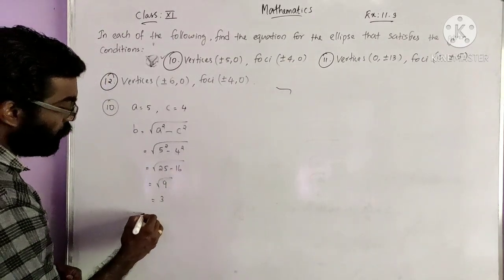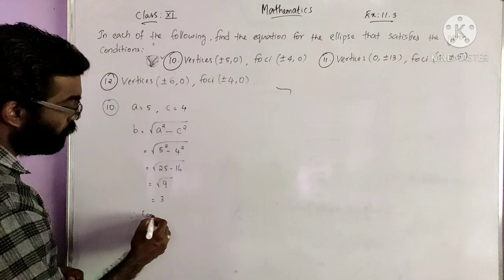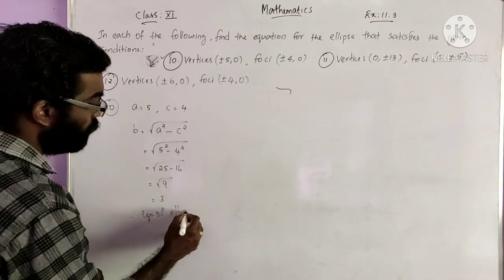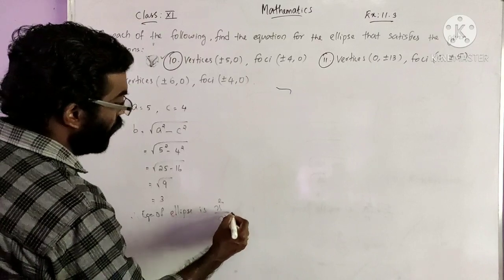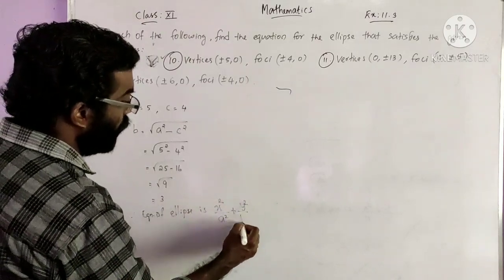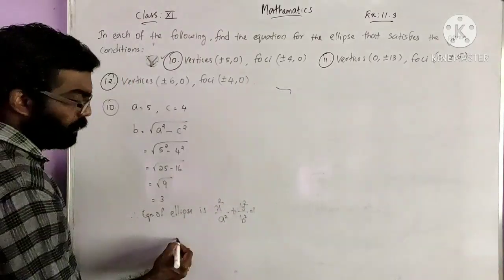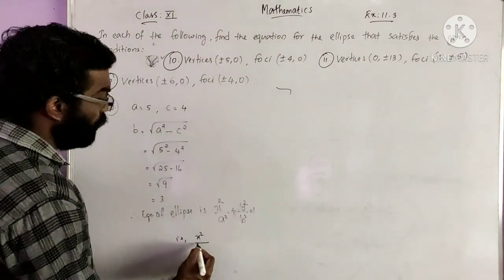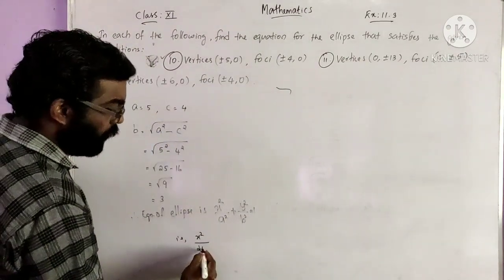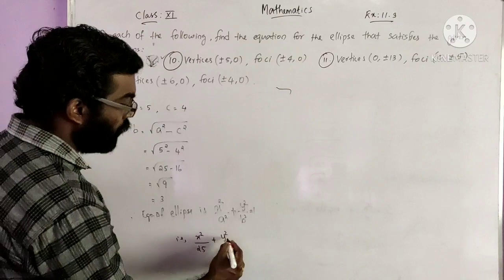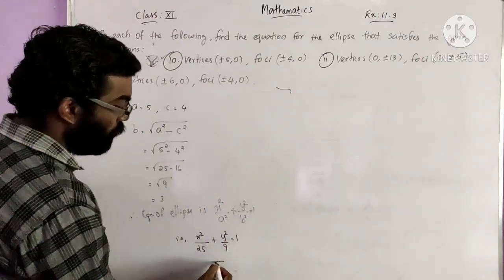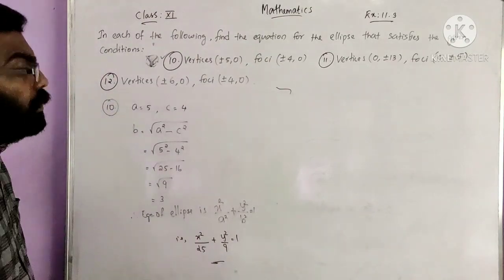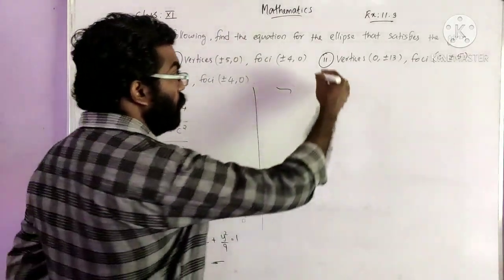And here the equation of ellipse is x square by a square plus y square by b square equal to 1. That is x square by a square, a is 5, 5 square 25, plus y square by b square, b is 3, 3 square 9, which is equal to 1. Okay. Now consider the next one, question number 11.